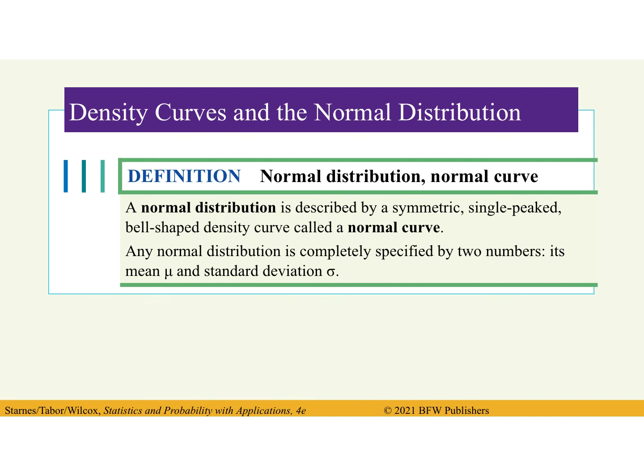The normal distribution is described by a symmetric, single-peaked, bell-shaped density curve called the normal curve. Any normal distribution is completely specified by only 2 numbers, the mean and the standard deviation. A density curve being normal is the description of the shape. It's a specific shape: single-peaked, symmetric, so symmetric and unimodal, with a mean of mu and a standard deviation of sigma.